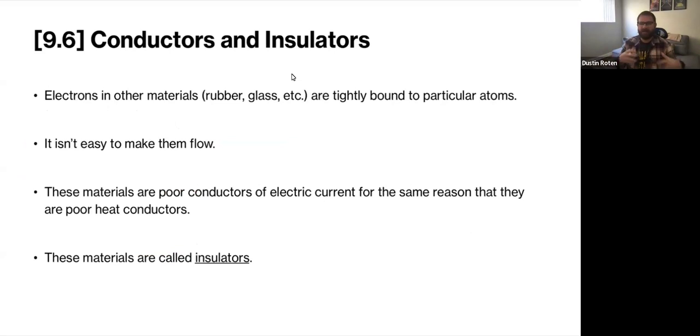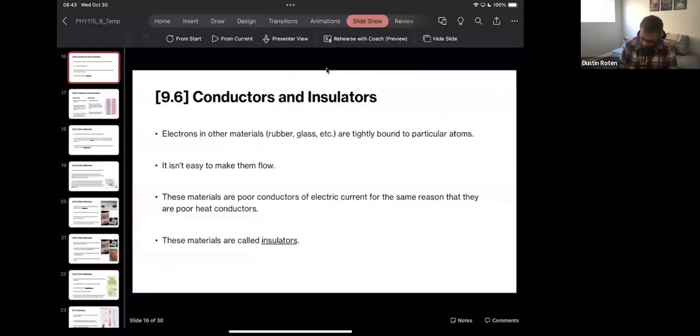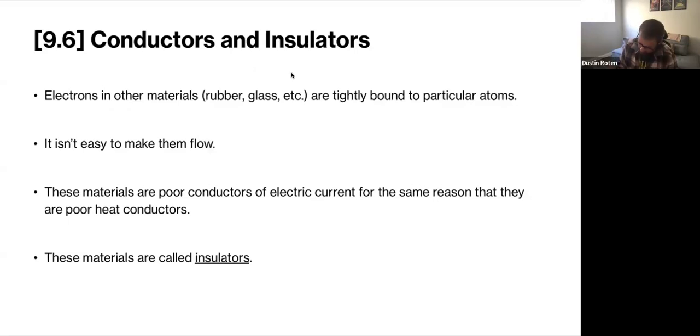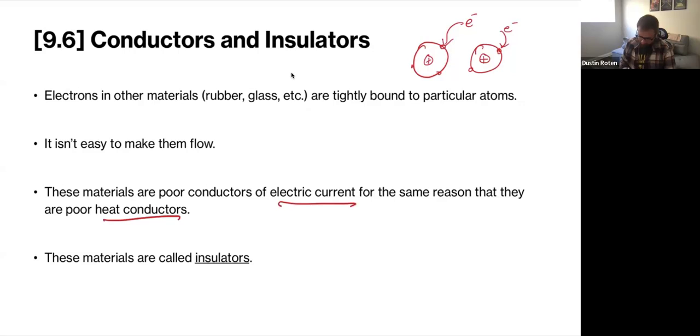Now, there are other materials like rubber, glass, things like that. In these materials, the electrons are actually tightly bound to particular atoms. So although this material might have a lot of electrons, so you've got the positive charge, there might be a lot of electrons in some material, but all of these electrons will actually stay put. They're going to stay attached to their host atom. So these materials are poor conductors of electric current, just like they are poor conductors of heat. And that's just because their electrons don't move as well. So these materials are called insulators.